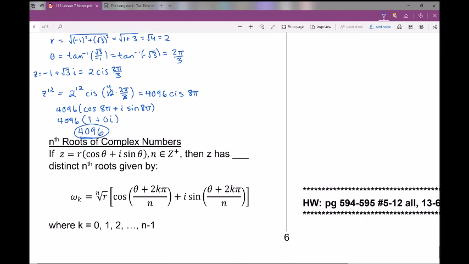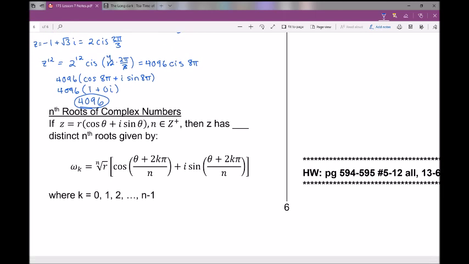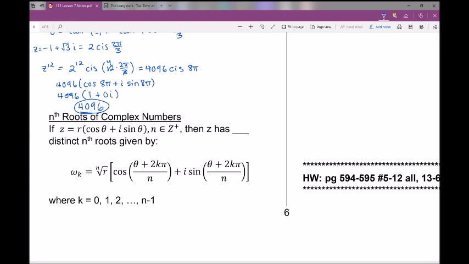So if we talk about raising complex numbers to powers, our next question is, well, how can we take an nth root? And so we have a similar idea for taking nth roots. So if we have z in its polar form, then our number actually has n distinct nth roots. So this means if you have cube roots, you have 3 of them. If you have square roots, you have 2 of them. If you have fifth roots, you have 5 of them, and so forth.